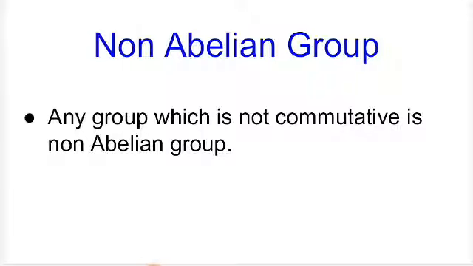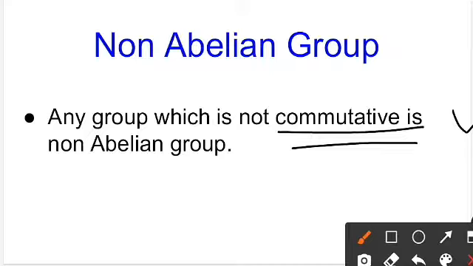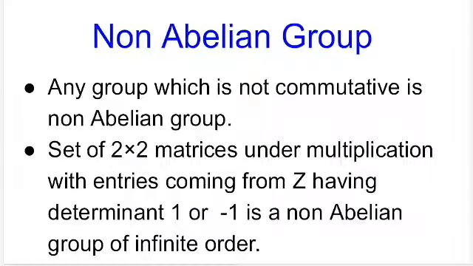In the last video we talked about abelian groups, and in this video we will be talking about non-abelian groups. So what is a non-abelian group? Basically, any group which is not commutative is a non-abelian group. That is, we take any group and if it does not satisfy the commutative operation, then it is a non-abelian group. Let's see the example.